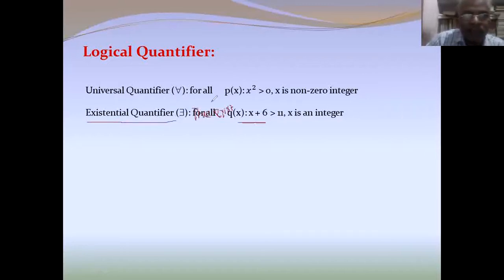It means if there are 100 different items and all are true, then we use for all. If any one is false, then it is denoted by existential quantifier. Okay, we will discuss logical quantifiers in detail later.